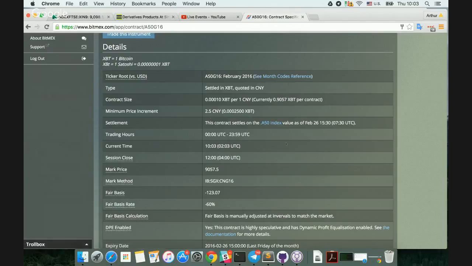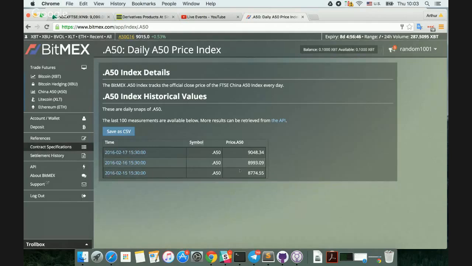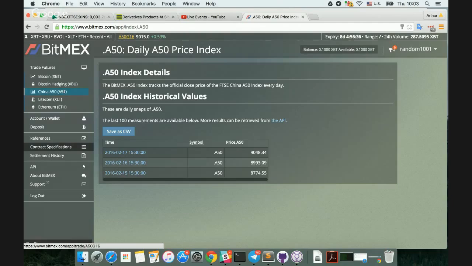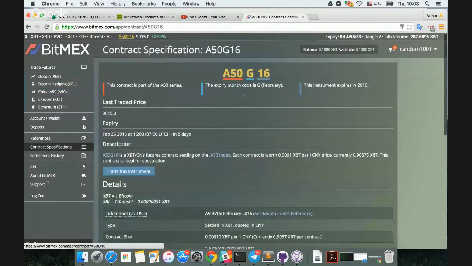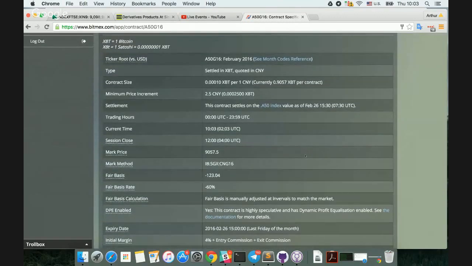Now, as I said before, this contract settles on our .50A index. If you click here, you'll see the index values. This is taking the official FTSE A50 close to 2 decimal places. Now the trading hours, this is a 24/7 futures contract, which is great because when China's closed, you can still trade the BitMEX China A50 futures contract.